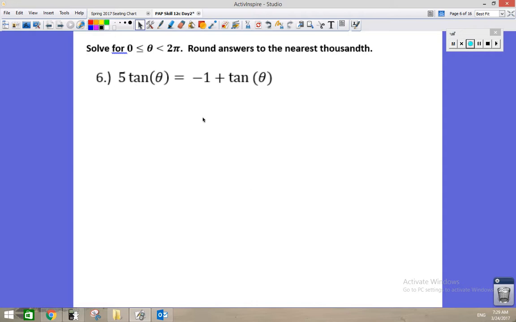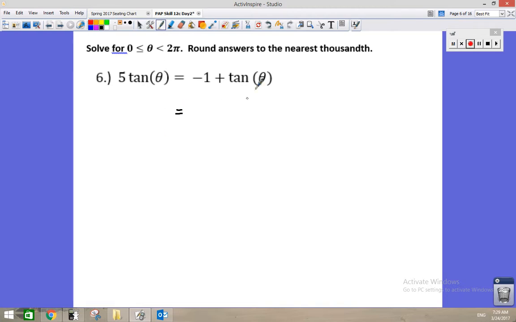When I look at this equation, on the left hand side I have one term, on the right hand side I have two terms. Now the variable of interest, this theta, appears on both sides of the equation. I need to get both of those terms on the same side of the equation. I need to subtract the tangent of theta from both sides of this equation.